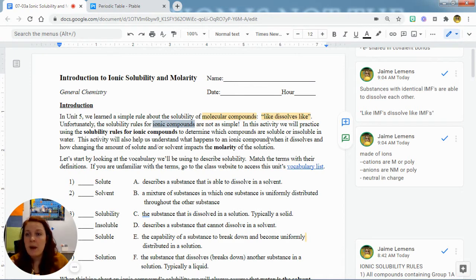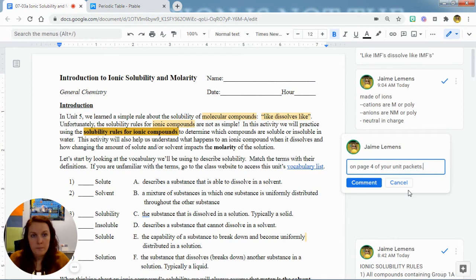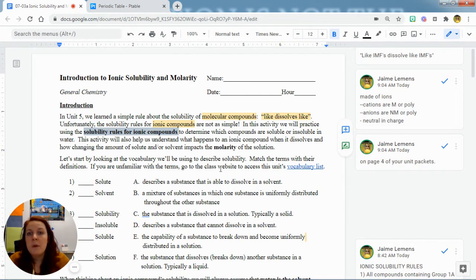In this activity, we will practice using the solubility rules for ionic compounds, which, by the way, you can find these rules on page 4 of your packets. Determine which compounds are soluble or insoluble in water. This activity will also help us understand what happens to an ionic compound when it dissolves and how changing the amount of solute and/or solvent impacts the molarity of a solution.